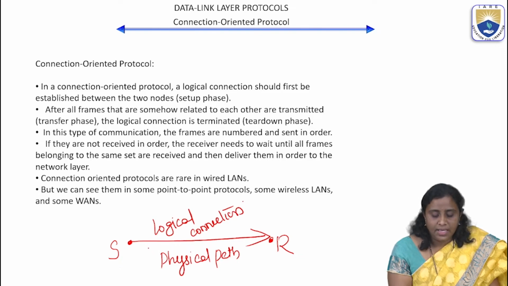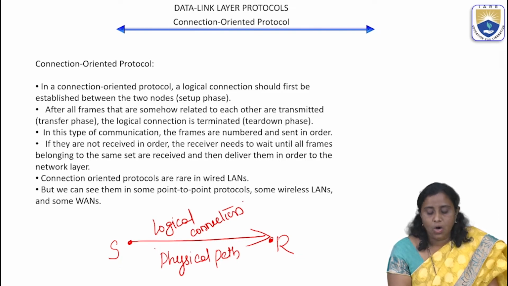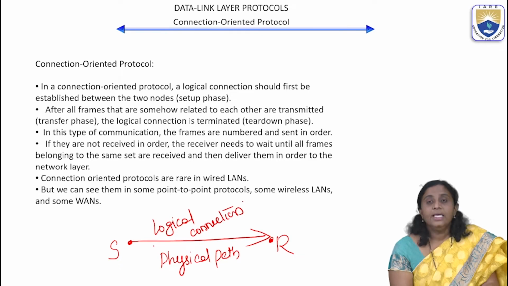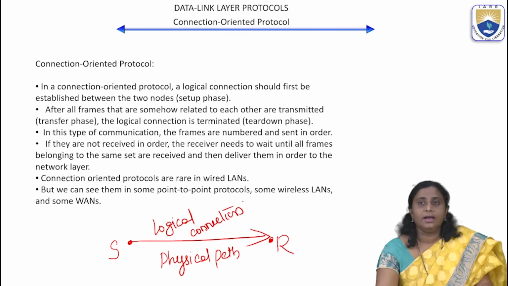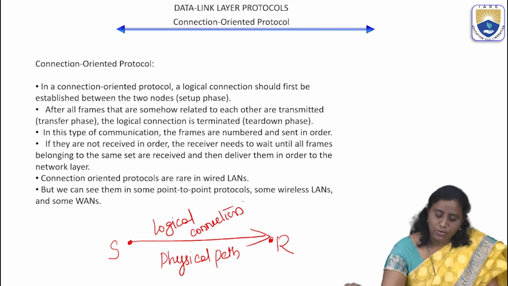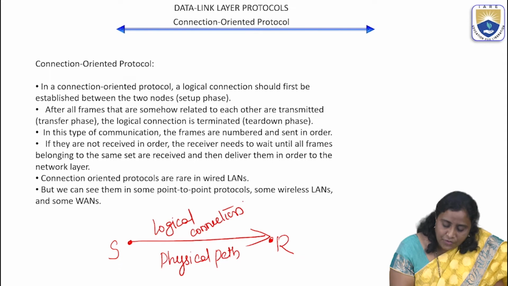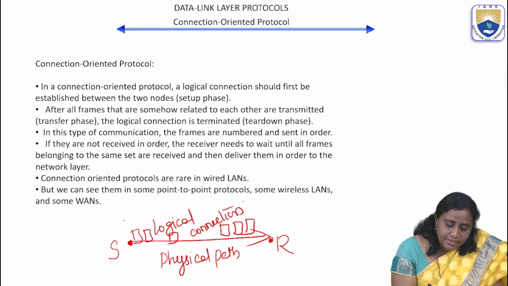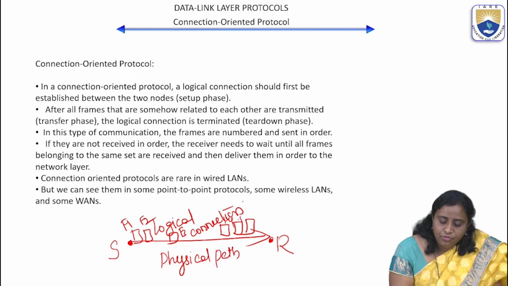That means whether the logical connection is terminated or in the tear down phase. In this type of communication, we need to recognize that the frames are numbered and sent in order. The frames transmitted from one node to another should be in order and should hold some numbering, like frame 1, frame 2, frame 3 and frame 4, 5, 6. And they should be in order.